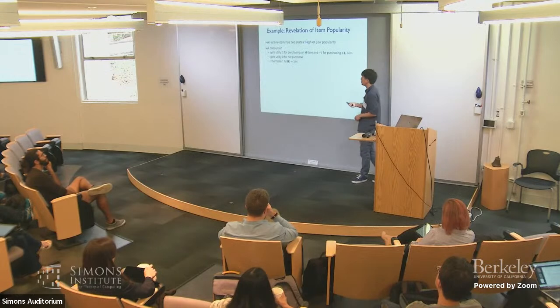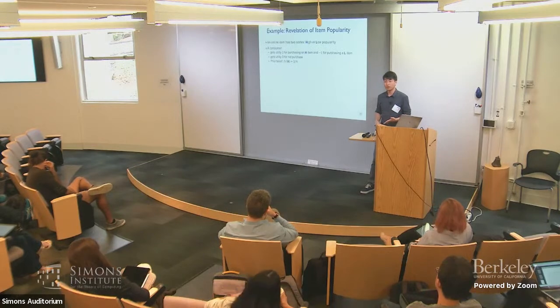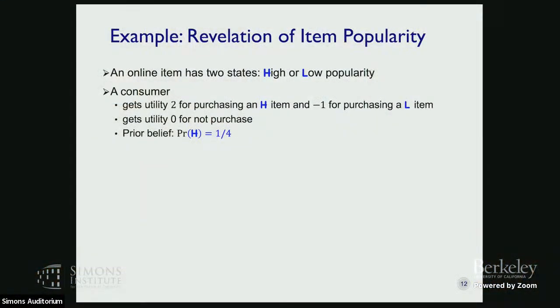A priori, the consumer believes that the probability that the item is high popularity is 1/4. Now the consumer can make a simple calculation to see whether he wants to purchase the item. He is going to purchase the item if and only if his expected utility for purchase, which is this simple calculation here, is at least 0, which is the utility for not purchasing. This simple calculation shows that this is equivalent to the probability of high popularity being at least 1/3. But the consumer thinks the high popularity probability is only 1/4, so that's not enough to convince him to buy the item.